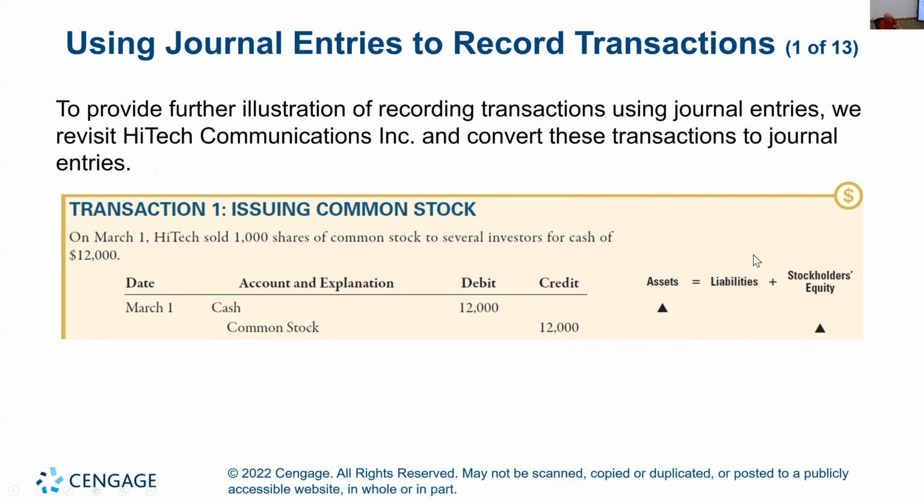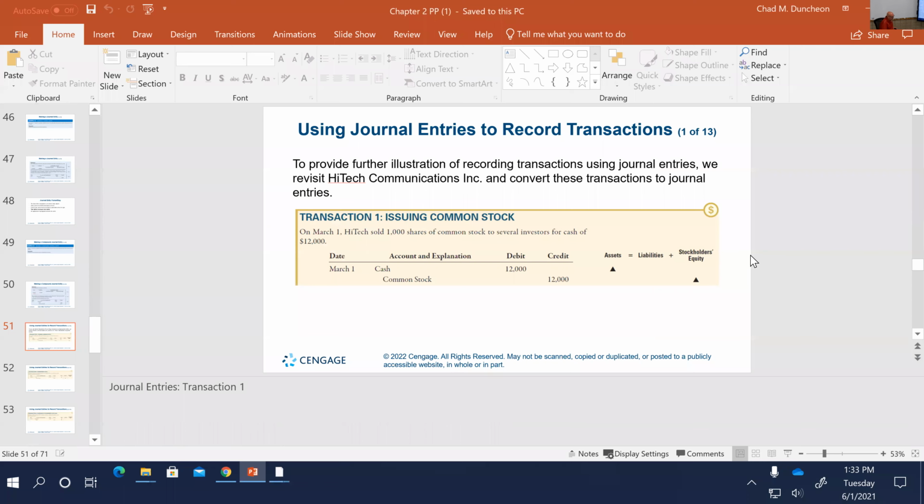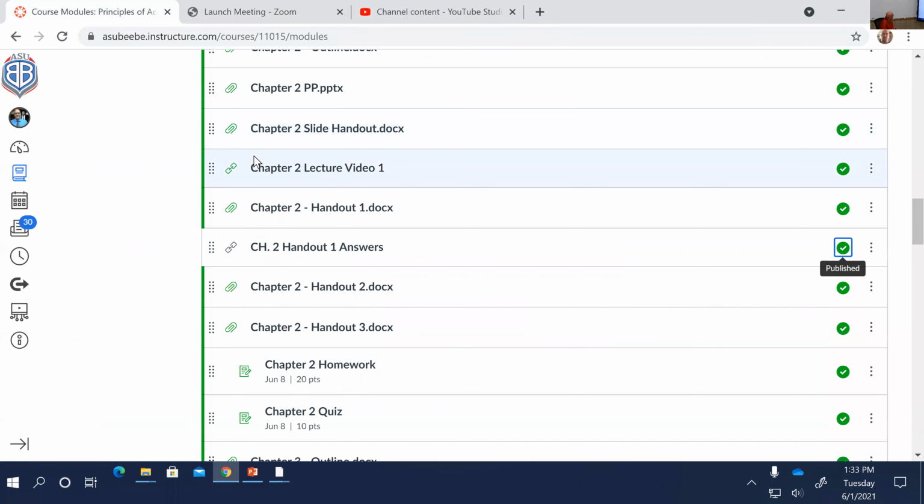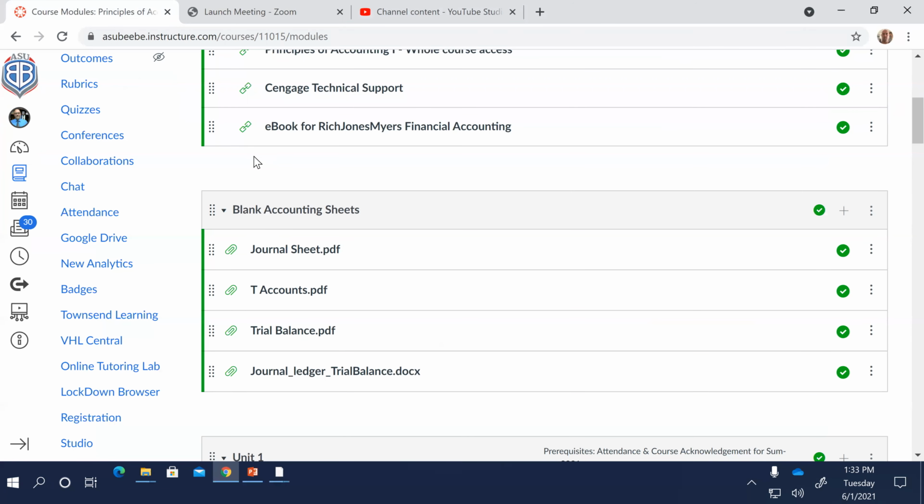Okay. So now you're going to need your slide handout again. I want to show you something. In the Canvas page, up here you have a journal sheet here, T accounts here, which we're going to get to next, and your trial balance here, all in PDF formats. You can print those out if you want. You'll be able to write this stuff in like I'm going to do in a little bit.